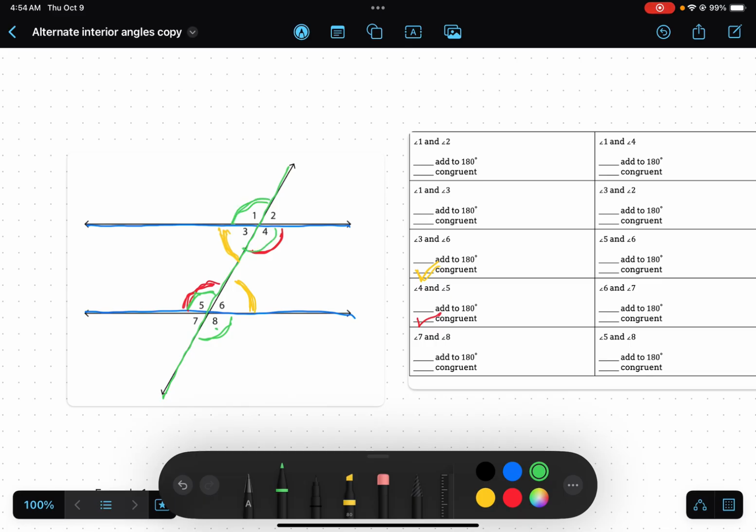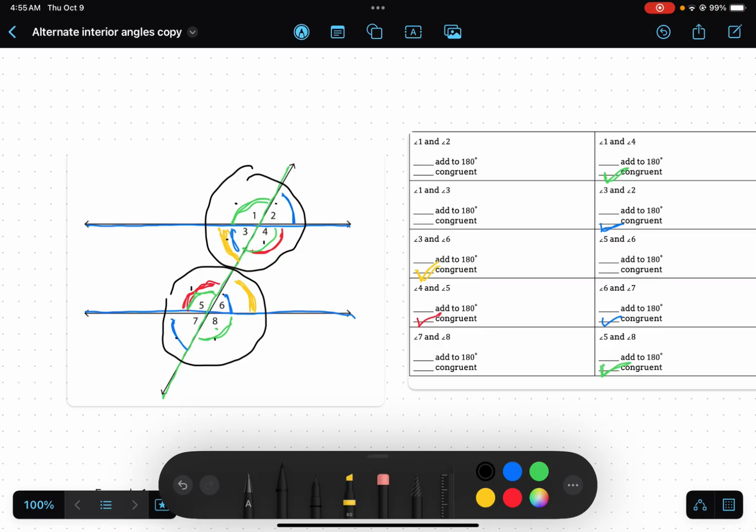So that gives me a bunch of new pairs. So let's see, 1 and 4 are congruent. And 5 and 8 are congruent. Similarly, 7 and 6 are congruent. And 3 and 2 are congruent. So 6 and 7 are congruent, and 2 and 3 are congruent. If you look at it, you can basically see that this whole set of angles is the same as this set of angles down here, right? 1 matches to 5, 2 matches to 6, 3 matches to 7, 4 matches to 8.